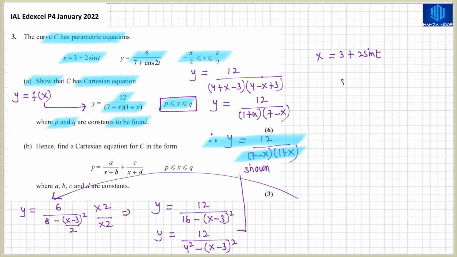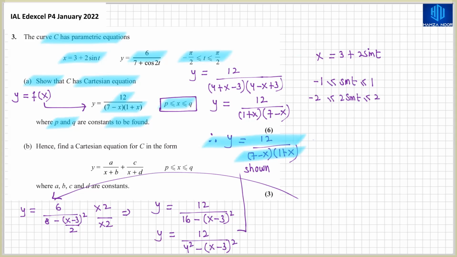So as we know, sine t is greater than or equal to -1, less than or equal to 1. And if we find the range of 2 sine t, this will be greater than or equal to -2, less than or equal to 2, since a stretch in the y direction with factor 2 is applied.